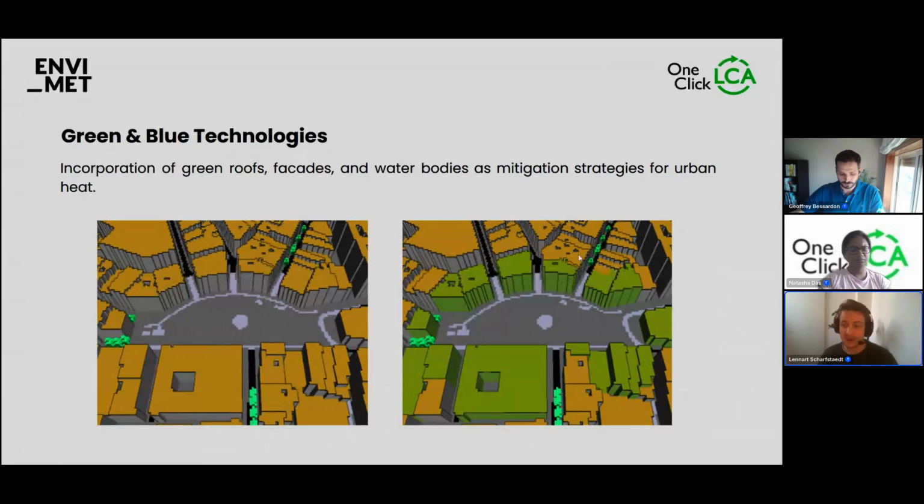Green and blue technologies are an important factor in modern urban planning, I would say, and we have different ways to integrate green technology. So vegetation, basically, you can implement vegetated surfaces like grass. You can implement trees into urban areas, but what we also implement is facade and roof greening. So you have a wide range of measures that you can take to increase thermal comfort in urban spaces.